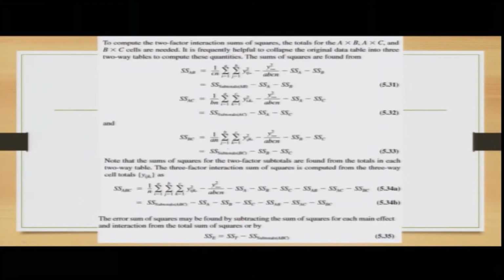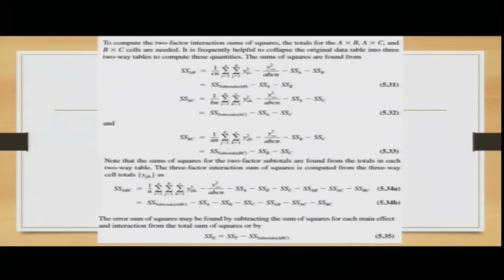Now, that is what I did mention. So, let us go slowly step by step. To compute the two factor interaction sum of the squares, the total for A into B would be one combination, A into C would be the second combination, B into C would be the third combination. So, now we need to find out the sums for these three sets of combinations.